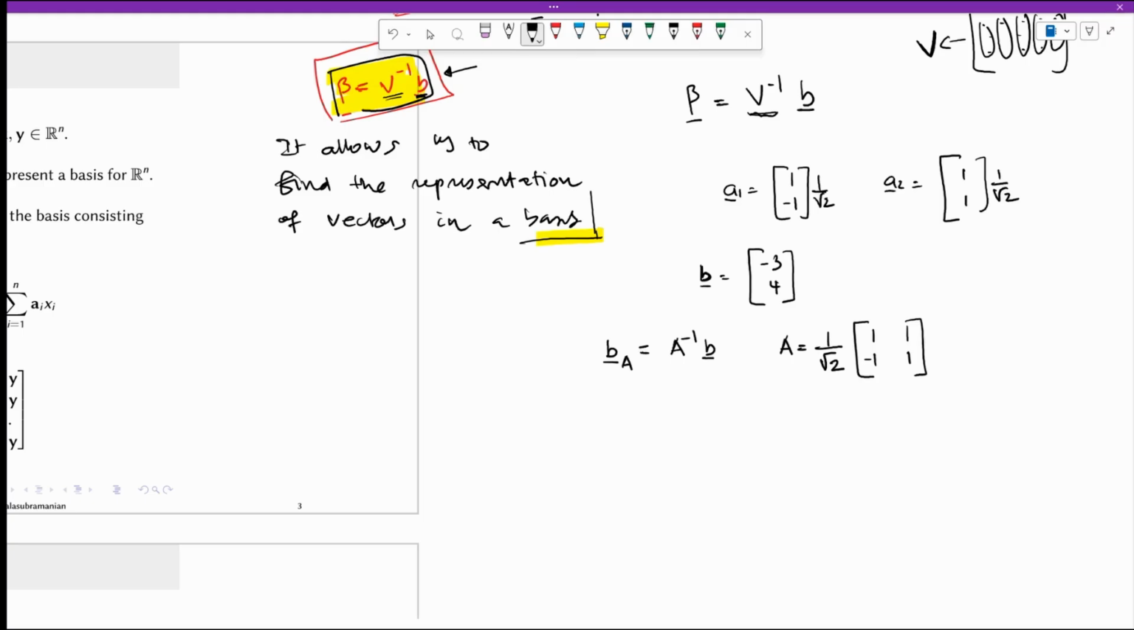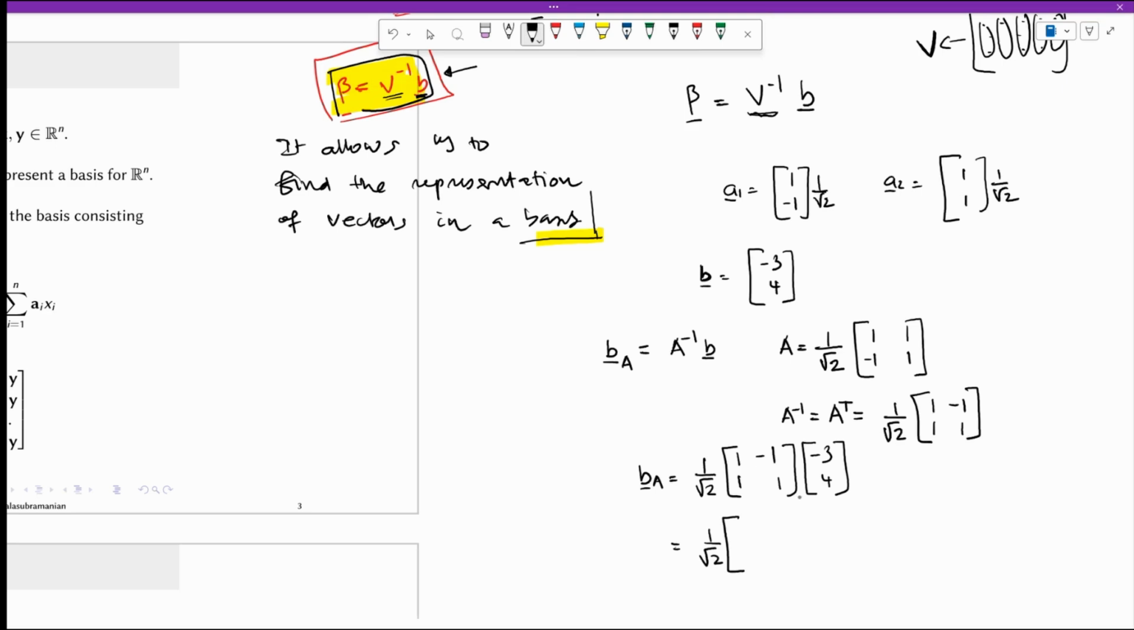Then what is the inverse? Well, if the columns are orthonormal, that means it's an orthogonal matrix. For the orthogonal matrix, A inverse is A transpose. That's simple. That means it'll simply be 1 minus 1, 1, 1. That's the inverse. Okay. So now we know how to find out. A is 1 by root 2, 1 minus 1, 1, 1. B is minus 3, 4. That means we have minus 7 and 1.